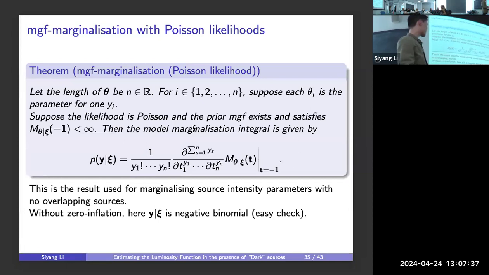And that was for the simple simulation study without any overlaps. Here, because without the zero inflation part, the gamma Poisson mixture is just a negative binomial distribution, we have easily verified that this theorem holds using the corresponding negative binomial densities.